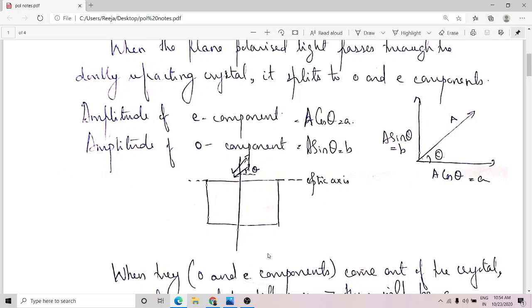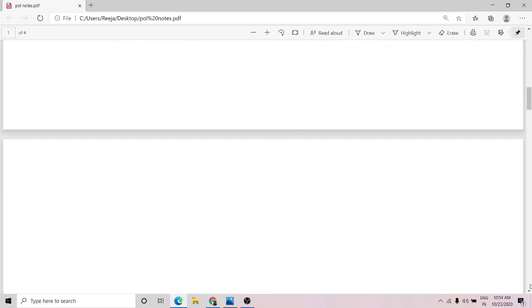Now can you tell me how we produce elliptically polarized light? When theta equal to 45 degree, small a will be equal to small b, resulting in circular polarization. But at all other angles other than 45 degrees, small a will not be equal to small b. That means it will result in elliptically polarized light. So how do you produce elliptically polarized light?